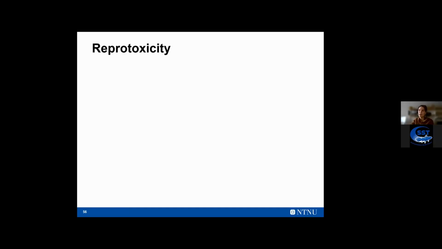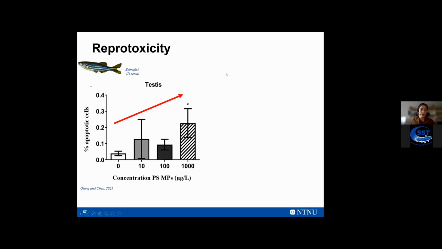And one really important impact that microplastic can pose is reprotoxicity. For example, using the zebrafish, the most commonly used fish in ecotoxicology and toxicological studies, they were measuring the apoptotic cells in testes. Apoptosis is when a cell dies by itself to protect the others.